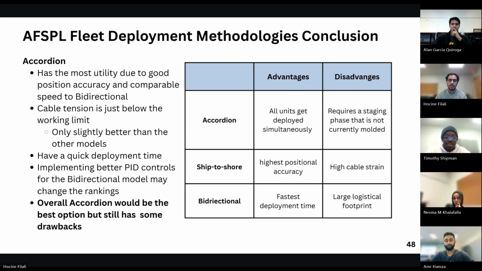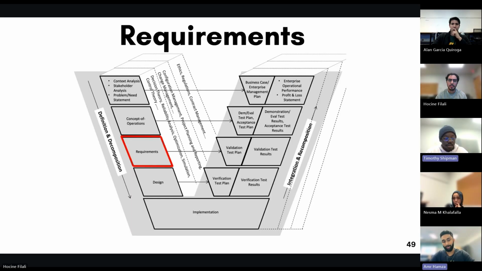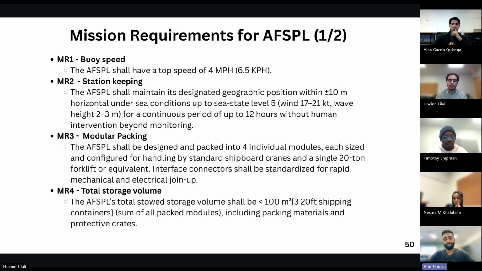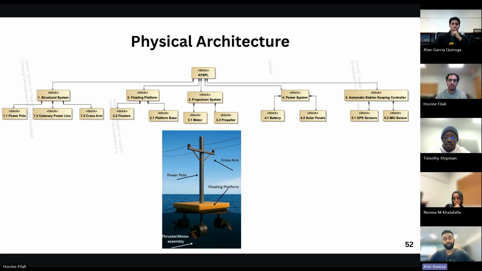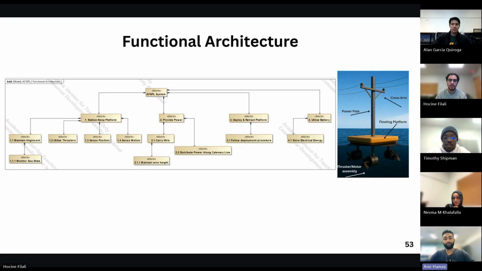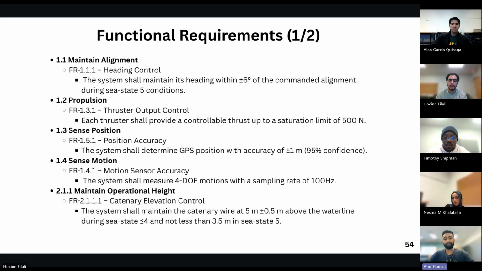Hello, I'm moving on to our requirements. Starting off with the mission requirements, our first one says the AFSPL should have a top speed of 4 miles per hour. The rest of the requirements will be on the next 2 slides. Moving on to the physical structure of the parts that the AFSPL consists of. Moving on to the functional parts of what the AFSPL does. And then again, the functional requirements include one to maintain alignment. The others are in the other slides.